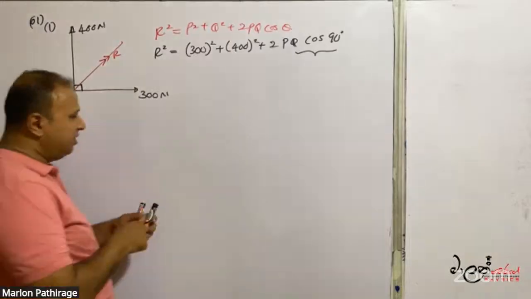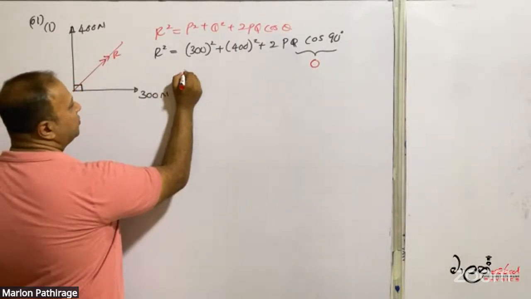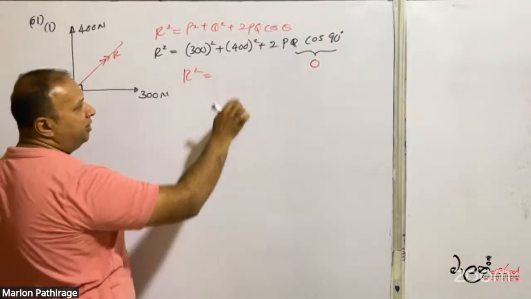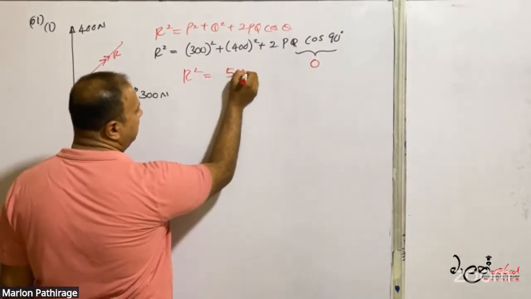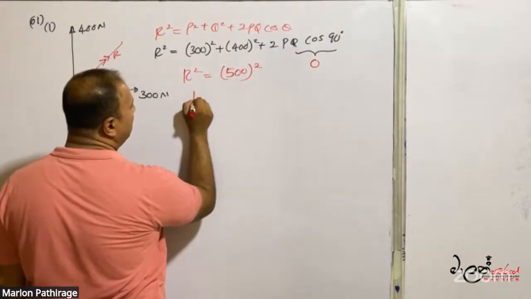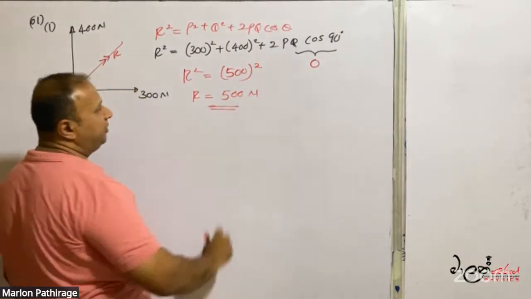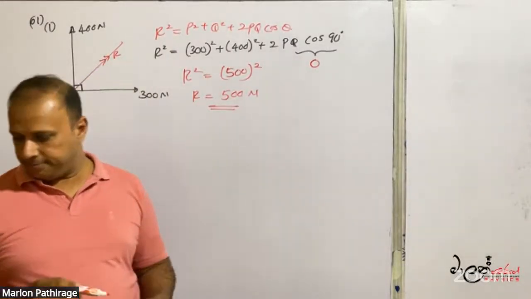Okay, so this term is 0. Therefore, no need to worry about this term. R squared is equal to 300 squared plus 400 squared, that means 500 squared. Therefore, R is 500 Newton. Is that clear? If it is clear, please raise the hand.